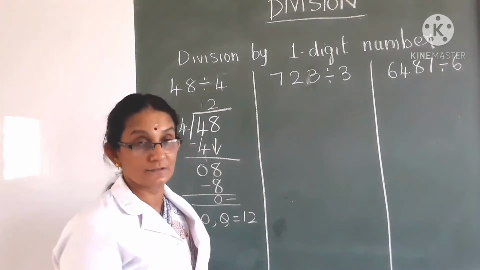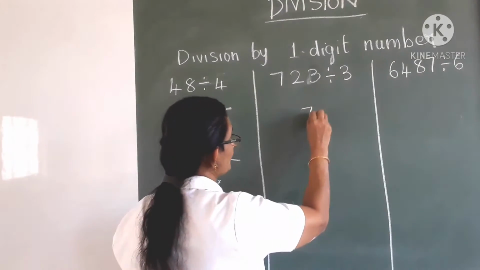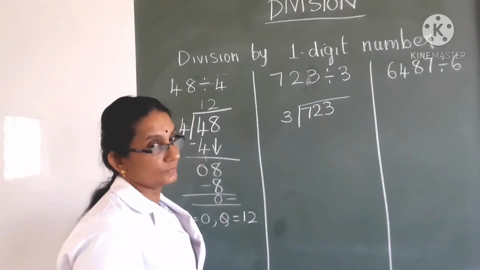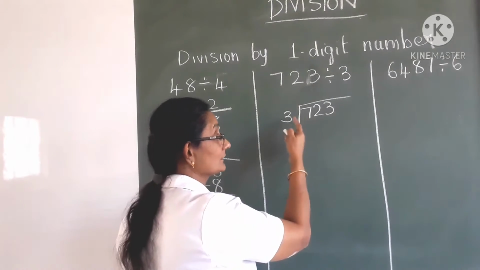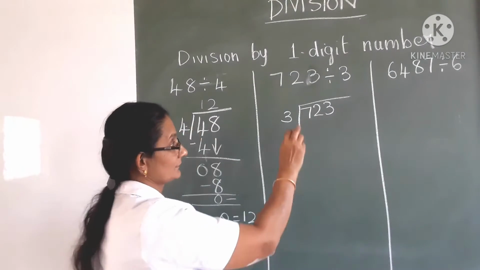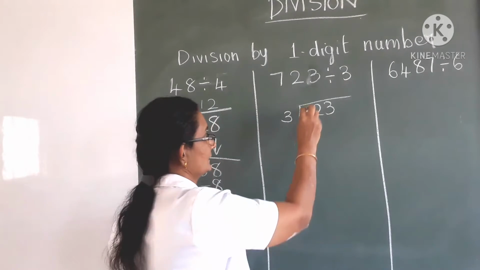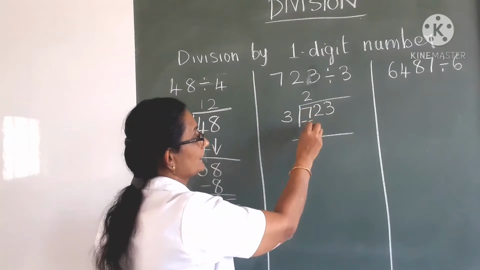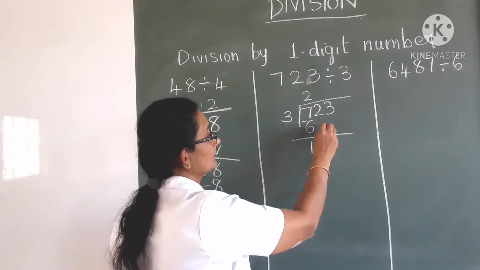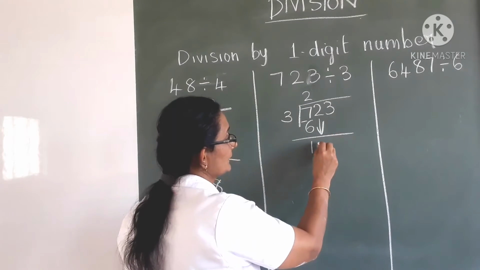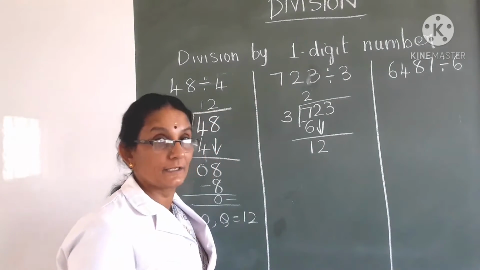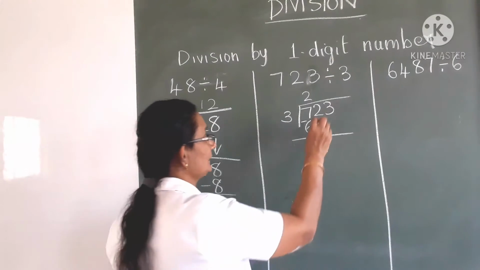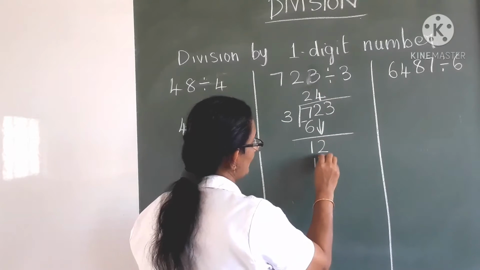Now let us move on to the next number, that is 723 divided by 3. Now how many times does 3 go in 7? Yes. 3 into 2 is equal to 6. So 3 2s are 6. Now subtract. 7 minus 6 is equal to 1. Then bring down the next digit, that is 2. Now how many times does 3 go in 12? 3 4s are 12. Isn't it?